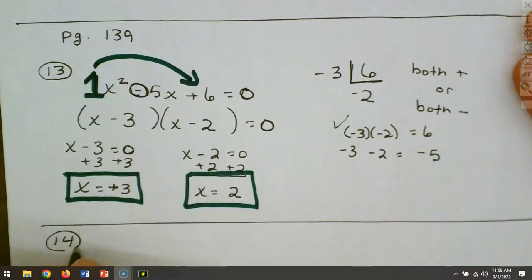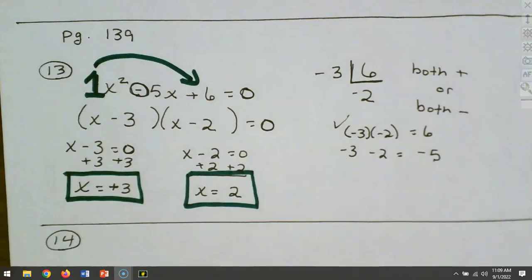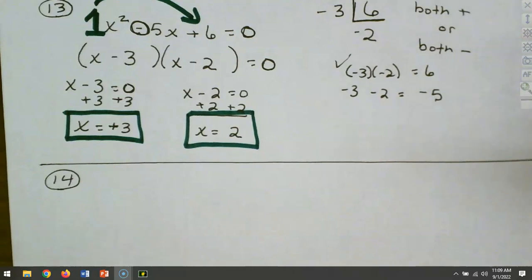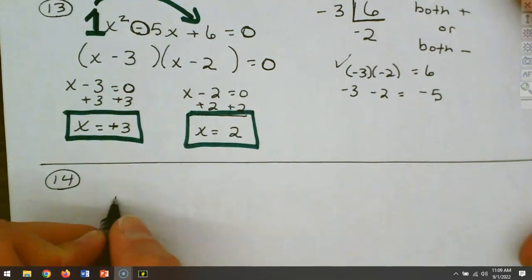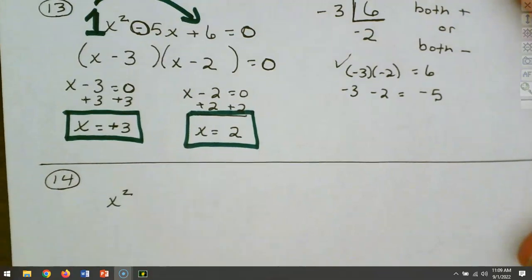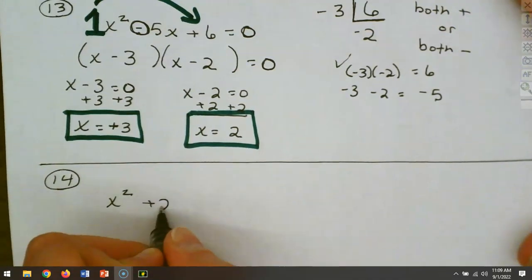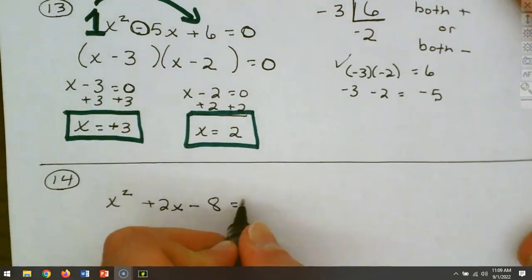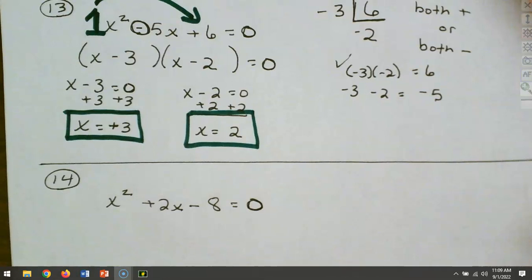Question 14 is similar, but the signs are different. So let's look at 14, and then we'll look at some more complicated ones. So question 14 is x squared plus 2x minus 8 equals 0.